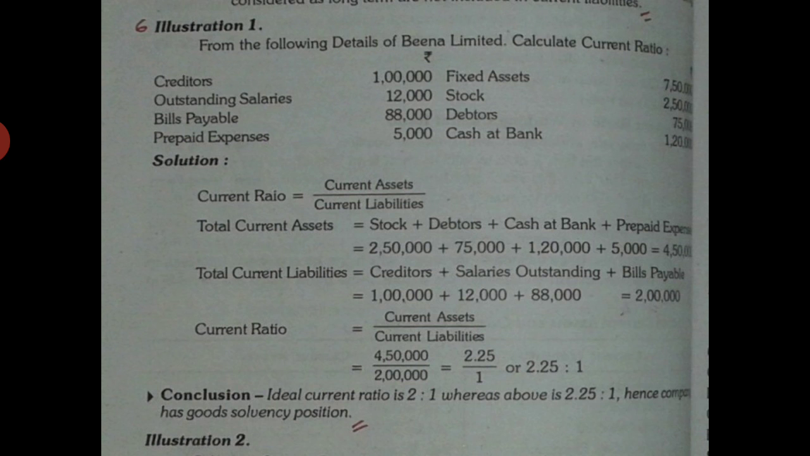Now after writing these, when we have to find the total current assets, we will total all the current assets: 250, 75,000, 120 plus 5,000, it comes to 4,50,000. Then we'll find out the total of current liabilities, that is 1 lakh plus 12,000 plus 88,000, it comes to 2 lakh. We apply the formula, current assets upon current liabilities, so 4,50,000 upon 2 lakh, that comes to 2.25 upon 1, that is 2.25 ratio 1. The ideal current ratio is 2:1, but we have 2.25 ratio 1, so it means the solvency position of the company is very sound.